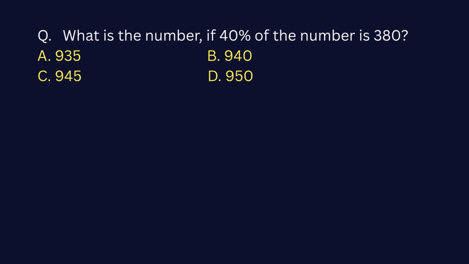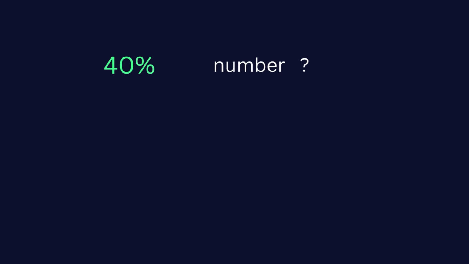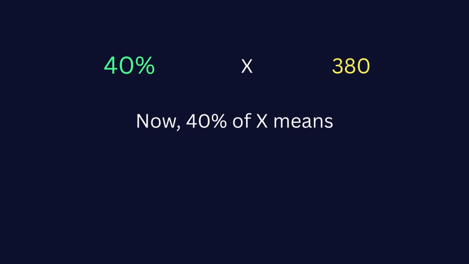What is the number if 40% of that number is 380? Is it option A, option B, option C, or option D? If we look closely at this question, we have 40%, but what we don't have is the number. But we do have the output, which is 380. Now 40% of x means 40 divided by 100. If I remove the percent, times x, which is the unknown, equals 380.